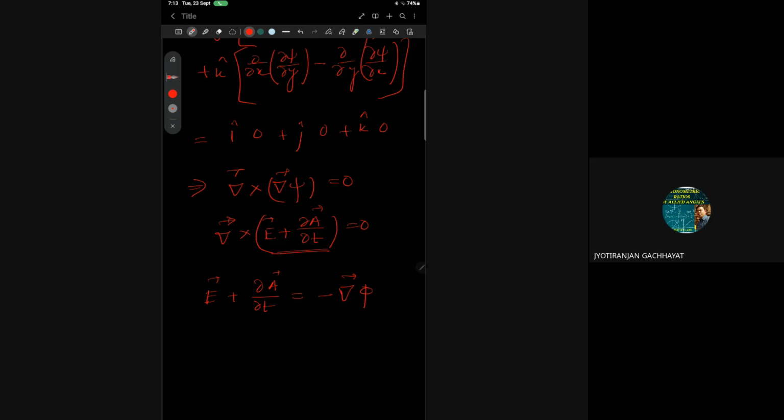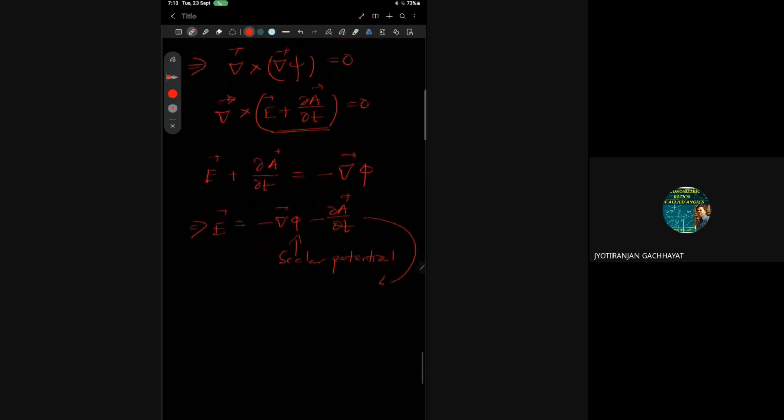Yes, sir. So this implies my E vector can be written as minus del phi minus del A by del T. This phi is a scalar potential, and this quantity A is a vector potential. Clear? All right.